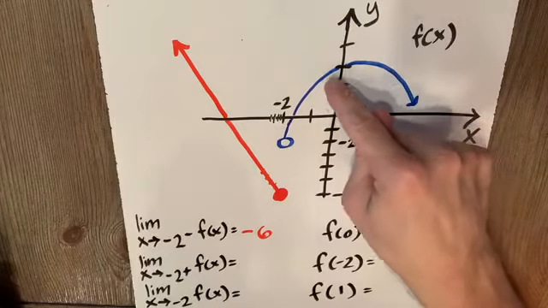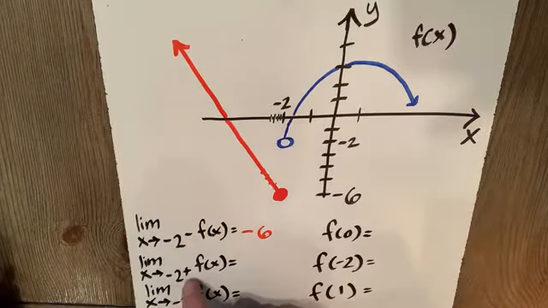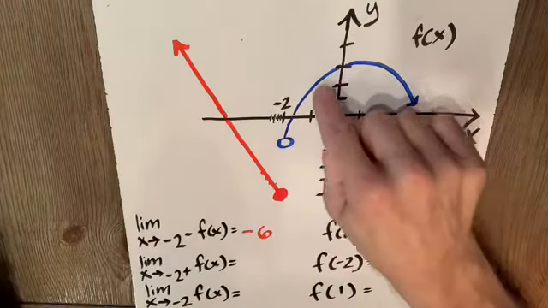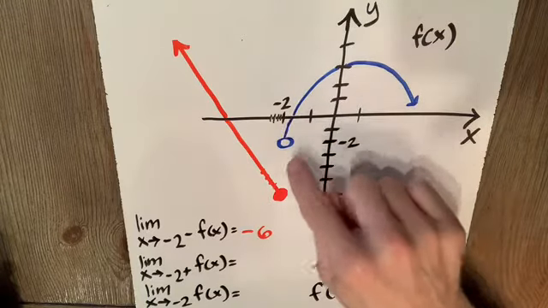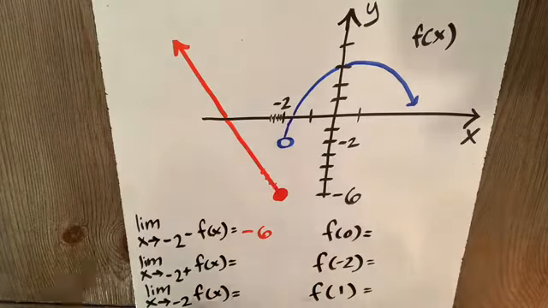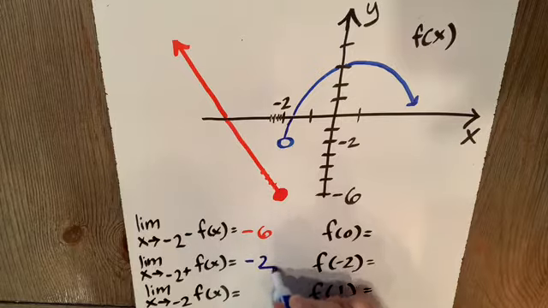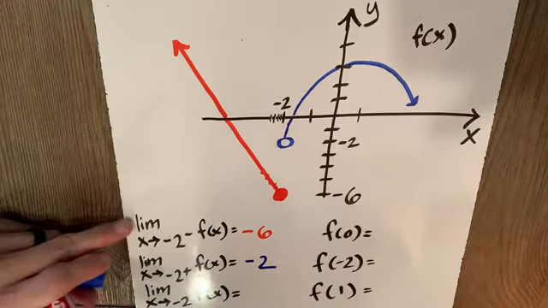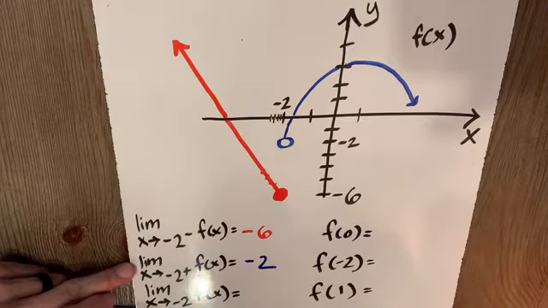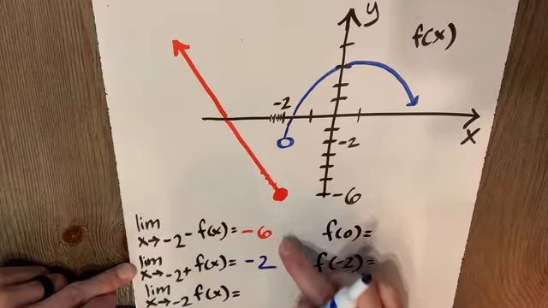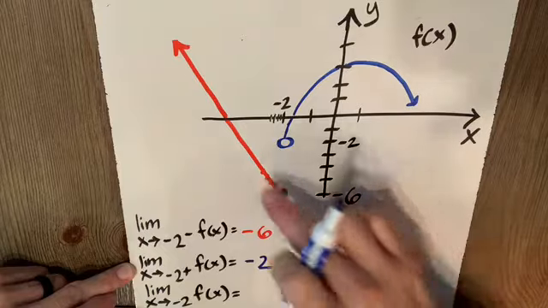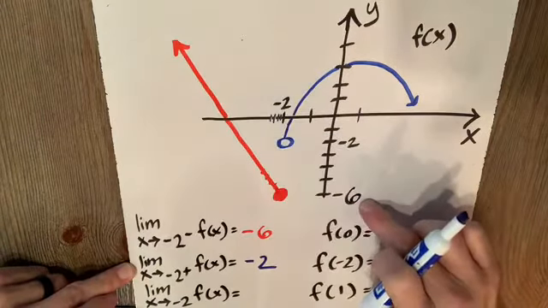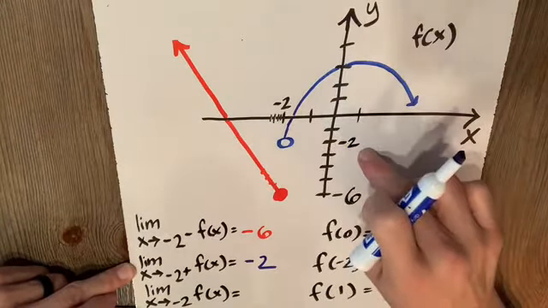As x approaches negative 2, but a little bit more, so that's negative 2 from the right, where is y trending? Well, y is trending towards negative 2. And now we're asked the two-sided limit. This is a one-sided limit from the left. This is a one-sided limit from the right. Notice the limits are y values. From the left, we're heading to negative 6. From the right, we're heading to negative 2.